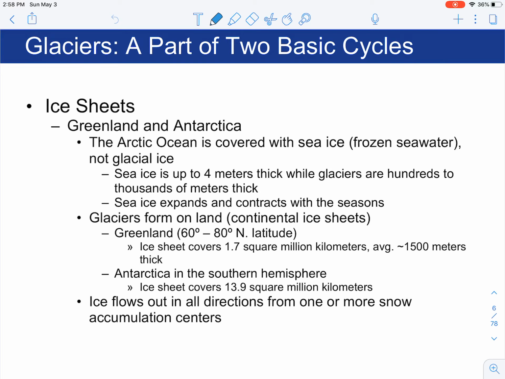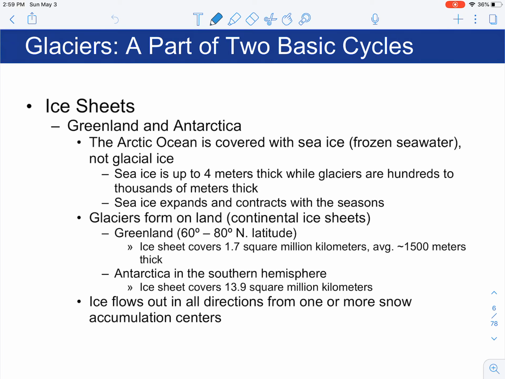Some climatologists estimate that by 2050 or so, the Arctic will be free of sea ice during the summer months. So that's pretty significant. Glaciers that form on land are called continental ice sheets. And again, Greenland and Antarctica are the two that we know of. There are a few smaller ones in Europe, but these are the big guys. And Antarctica has by far and away more ice volume than Greenland.